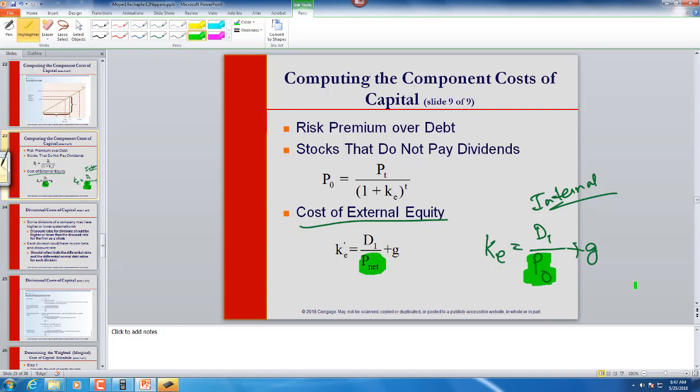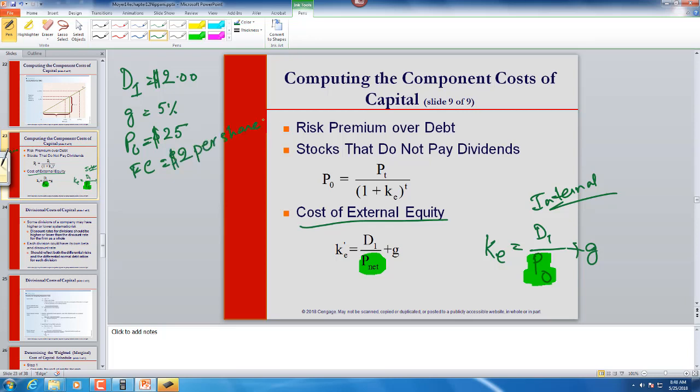Now, let us say a firm has 30,000 in internal equity, and let us give the stock values. D1, let us say for this firm, is $2. I want to go easy on myself. G is 5%. Now, let us say PO, the current market price, is $25. And let us say if the firm places new stock, it will have flotation costs of say $2 per share.